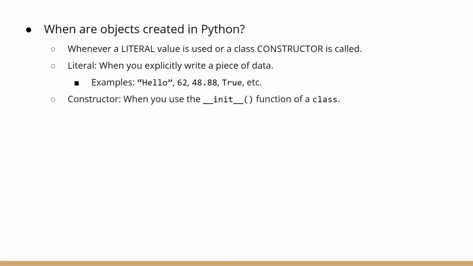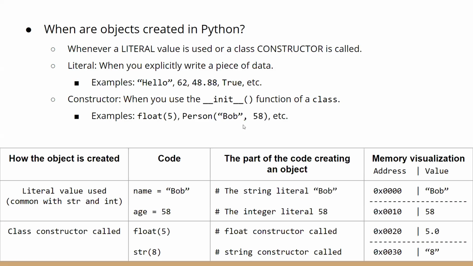Now, a constructor is when you make an object using the init, initial function of a class. So like when we've done float, converting an integer to a float, or for more complex classes, which we've used a little bit, like with velocity and stuff in our games, that's a constructor, making an object.